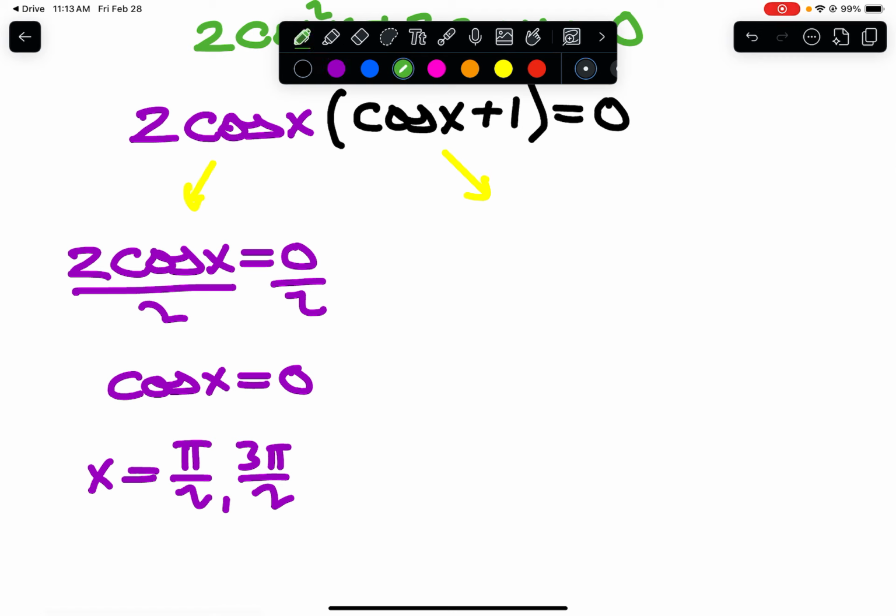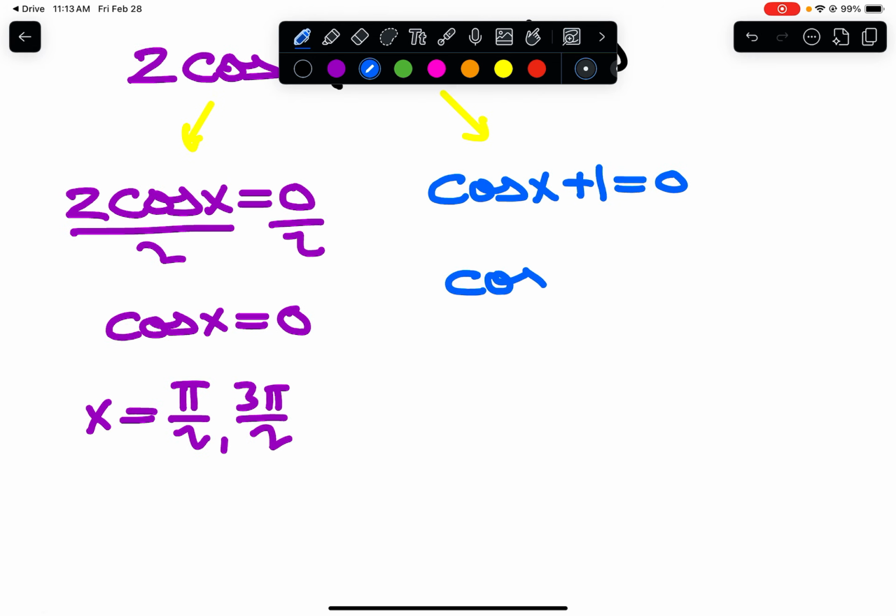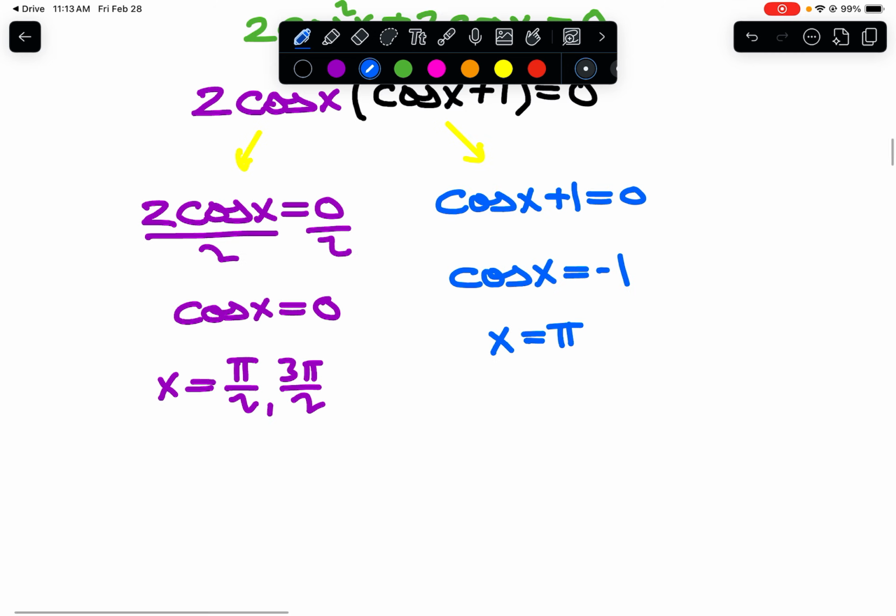And then over here, I'm going to do cosine x plus 1, set that equal to 0, which means we're going to have cosine of x is equal to -1. Now that only happens in one place on the unit circle, and that is directly far left, so horizontally far left. And that radian is going to happen at pi. So we have 3 solutions that we're going to have to check. So we may have extraneous, we may not.